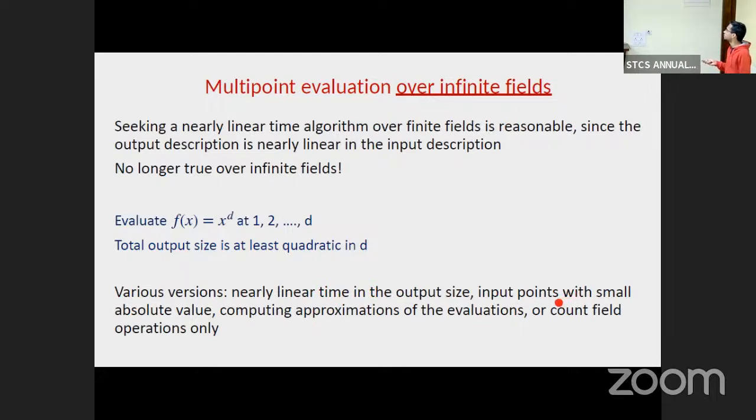Or you could seek an algorithm with the guarantee that the input points have small absolute value, and maybe this helps keep the output complexity small. Or maybe we don't want to compute the evaluations exactly. Maybe we want the first 10 bits of all the rational numbers that show up in the evaluation, so some sort of an approximation. Or you could just count field operations. You wouldn't even care about the bit complexity of the field elements we are generating. Just count the number of field operations. So if you ask this question about infinite fields, there are various versions.